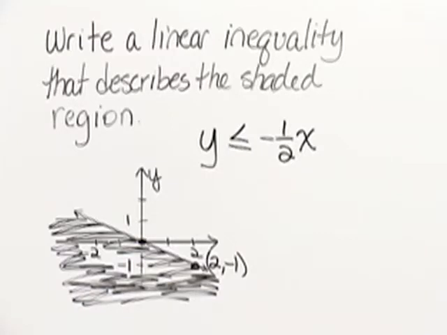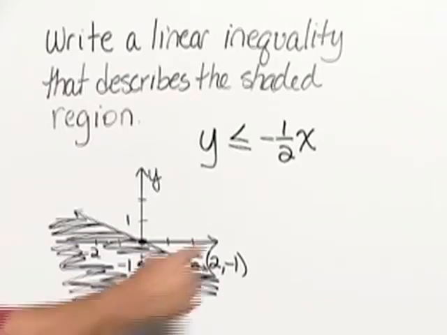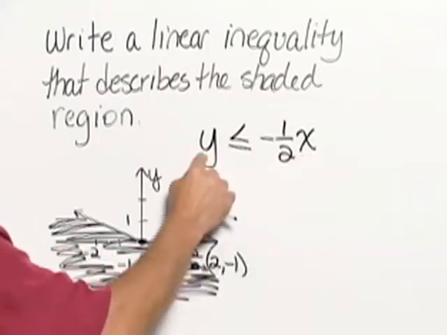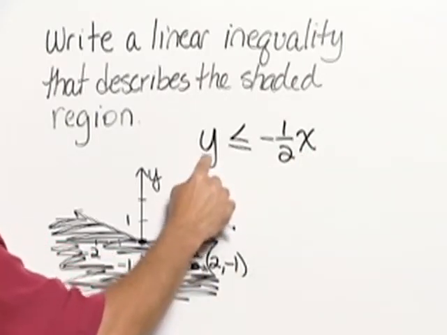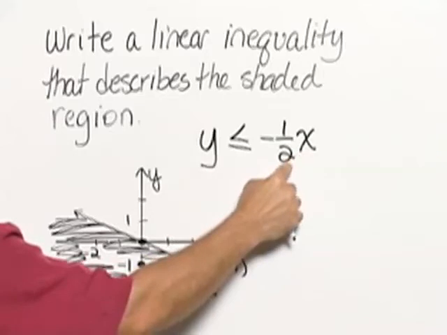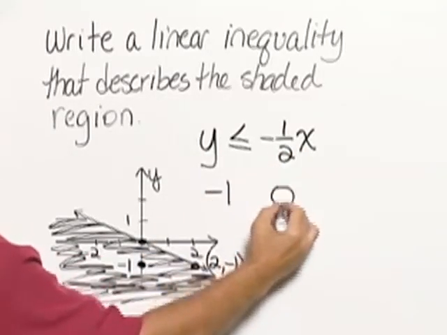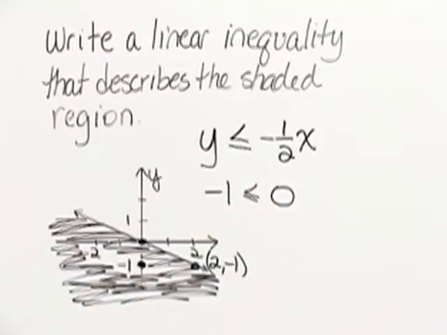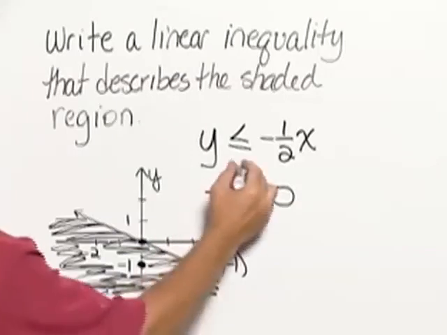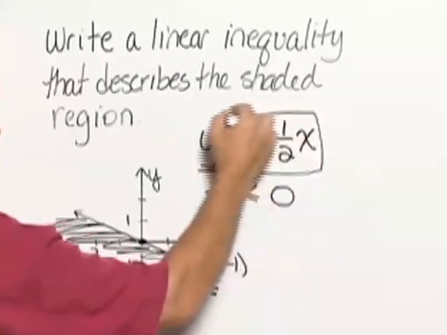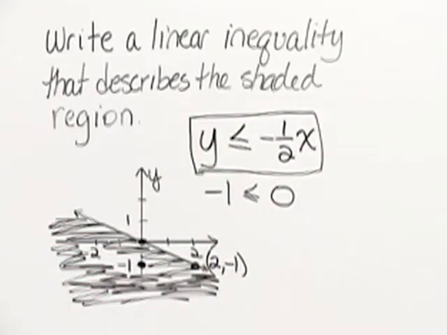Now, if you're not comfortable with that, you could always use a test point. For example, (0, -1). 0 for x, -1 for y. We're comparing 0 times -1/2 is 0, so we're comparing -1 to 0. -1 is less than or equal to 0, so we have in fact selected the correct inequality for this shaded region.